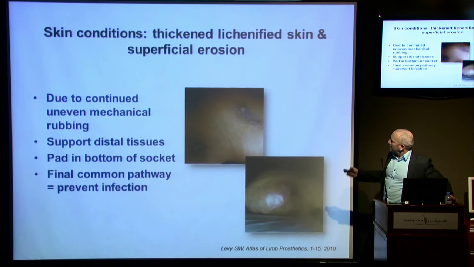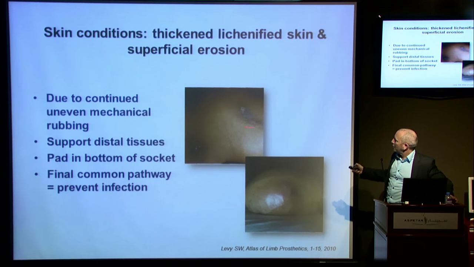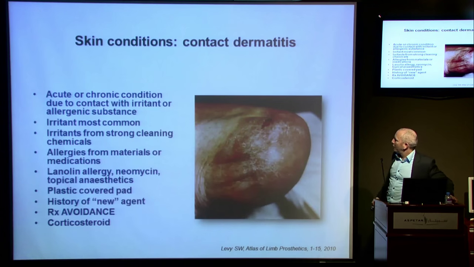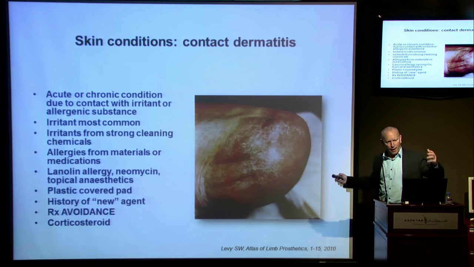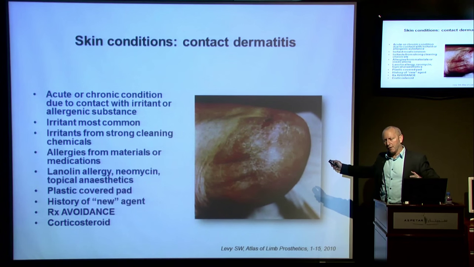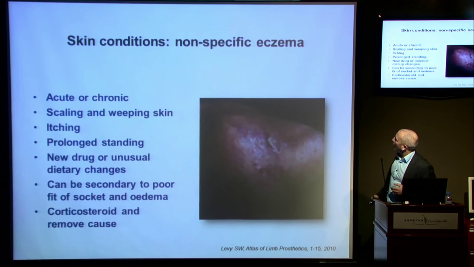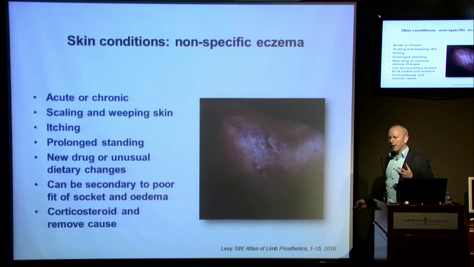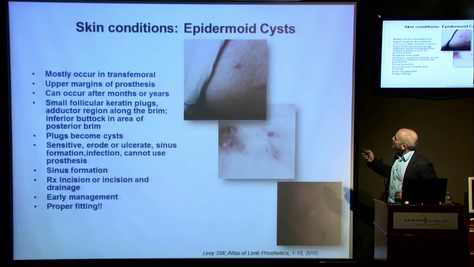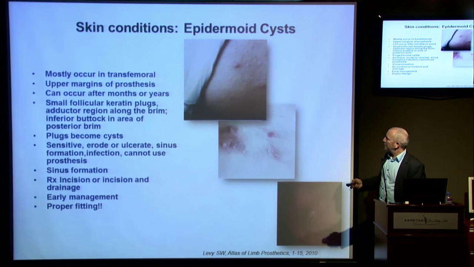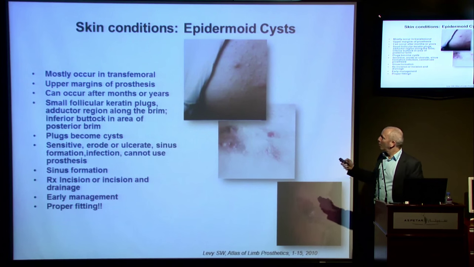I just want to give you another message. These small little lesions that you see whenever there's any sort of breakdown, this superficial erosion, treat this as a stress fracture in evolution. Yes, you can get your contact dermatitis, or anything else that you can get on your normal hands, and you're going to have an increased chance in this area because of the materials that are used. There's non-specific eczema that can be weeping as well, which you need to expose to the dry air. Here we have these little epidermoid cysts as well. These little epidermoid cysts are perhaps one of your first indicators that you're having a fitting problem with your socket.